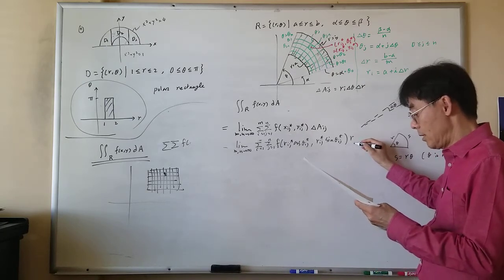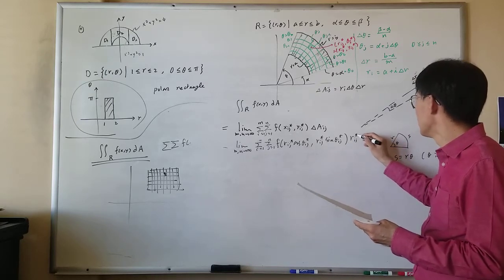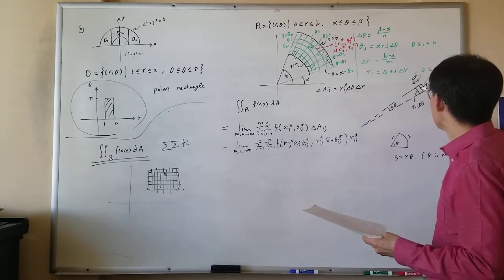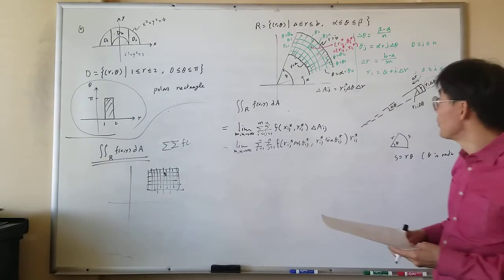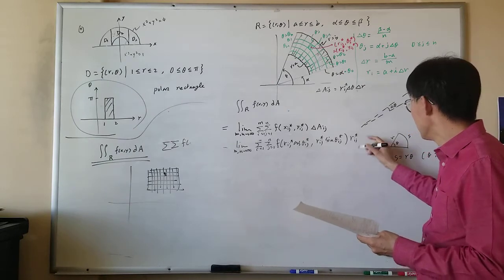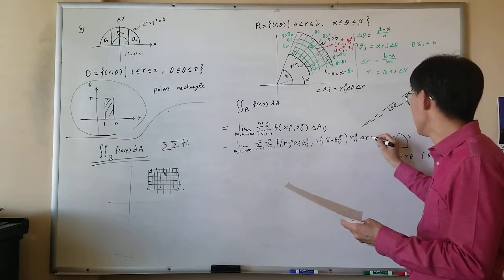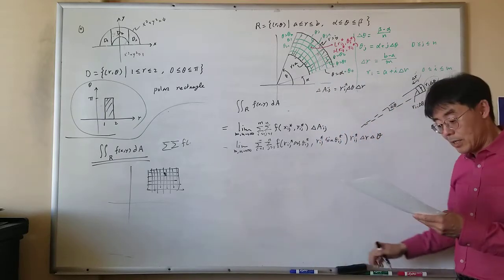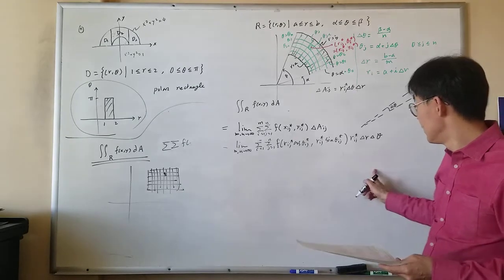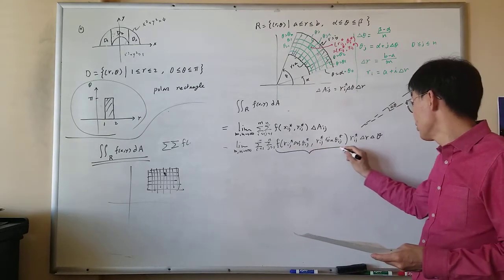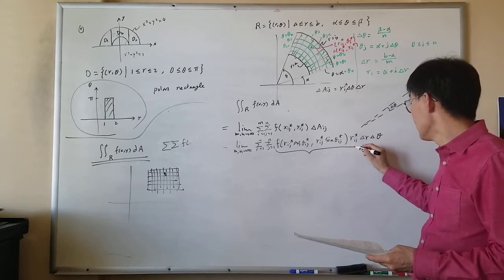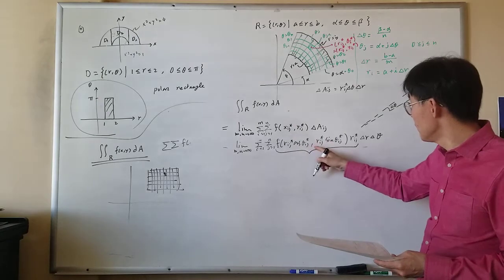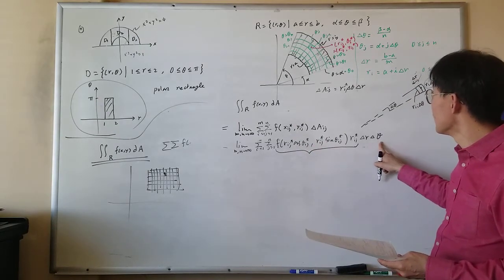Okay, so r ij star. We have to use ij star. We're going to use value at r ij, and delta r delta theta. So when you look at this, this is some function of r and theta, isn't it? Right? Some function of r and theta, delta r, delta theta.